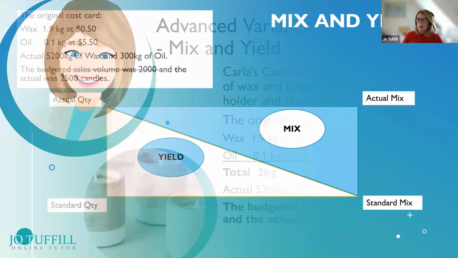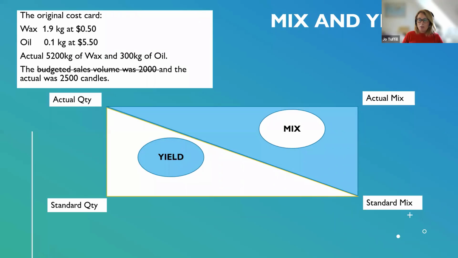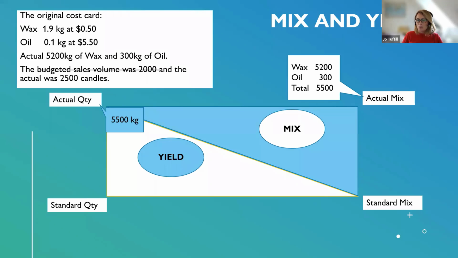Okay, so how do we put this onto my diagram? Notice I have crossed through that budgeted sales volume. We're going to be using the 2,500 candles. So firstly, actual kilograms of ingredients used was the wax and the oil, which actually totals 5,500. So that was the actual mix, the actual quantity, the actual mix. So 5,500 is the actual quantity. The standard mix we get from the cost card, which is 1.9, 0.1, and making up 2 kilograms. So that's your standard mix.